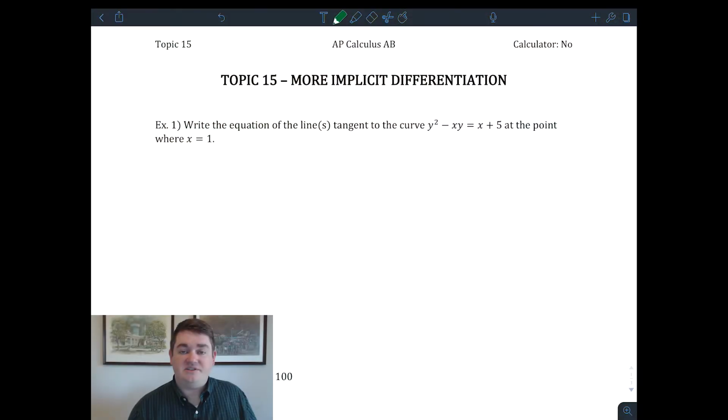Welcome back. In my last video, we learned how to take implicit derivatives. That is, we learned how to take the derivative of equations where you can't get y by itself, where your variables are sort of mashed together and can't be separated. Today, we're going to get more practice with implicit derivatives and look at a couple different kinds of problems that we didn't see in the last video.